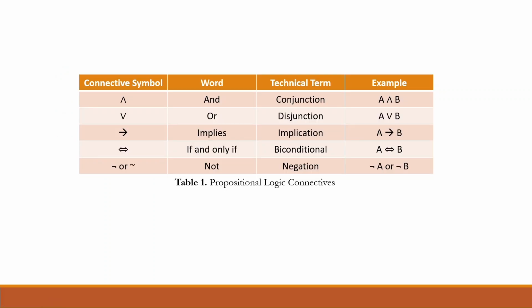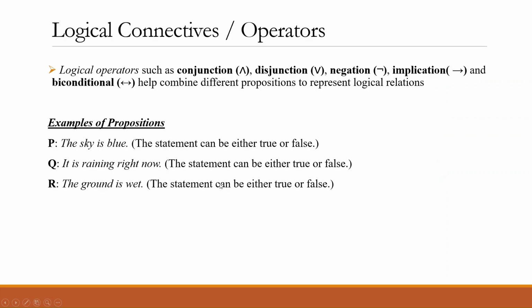Here we have a table, first table with propositional logic connectives. We have and, or, implies, if and only if, not. The technical terms for them are conjunction, disjunction, implication, biconditional, negation, with their symbols. Logical operators such as conjunction, disjunction, negation, implication, and biconditional help combine different propositions to represent logical relations.